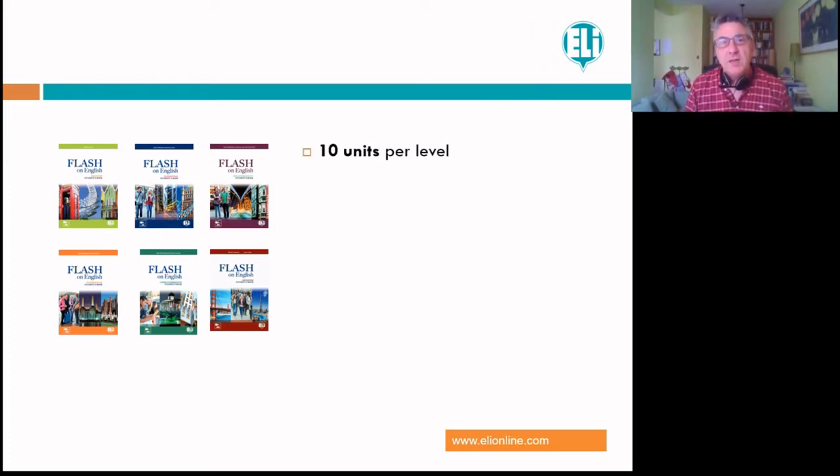There are 10 units in every level, and each unit delivers the language first of all through some reading, so different kinds of text like newspaper articles, magazines, brochures, blogs, quizzes, questionnaires, that kind of thing. And then you have listenings, which are dialogues, and in the first 3 levels we're dealing with characters who are at a drama school, and they work in an arts centre, a culture centre.